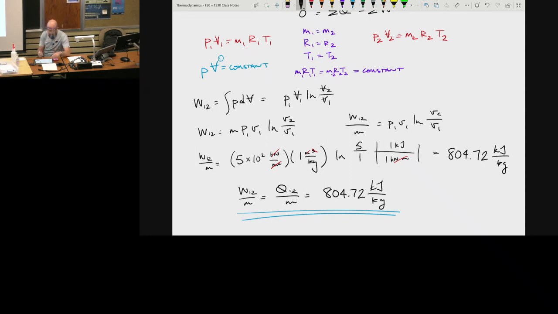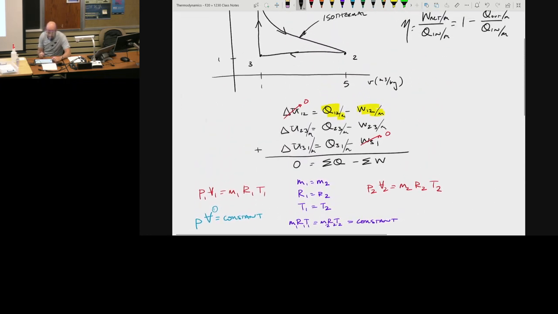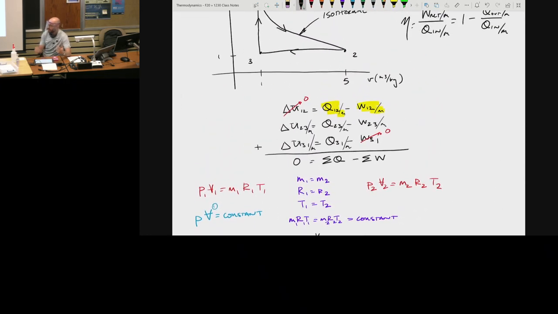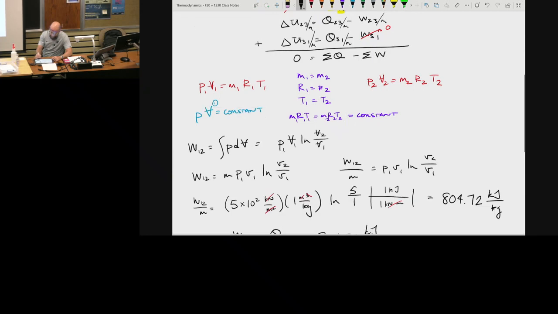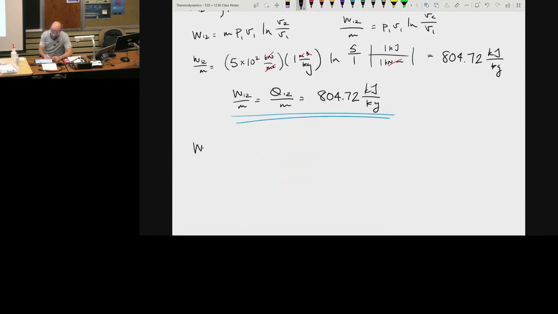Okay, the next one. From state 2 to state 3, it's constant pressure compression work. Work from 2 to 3 is equal to the integral of P dV. With constant pressure, it's equal to pressure times V3 minus V2. Because we're dealing with specific volumes, it's equal to mass times pressure times the quantity specific volume 3 minus specific volume 2.